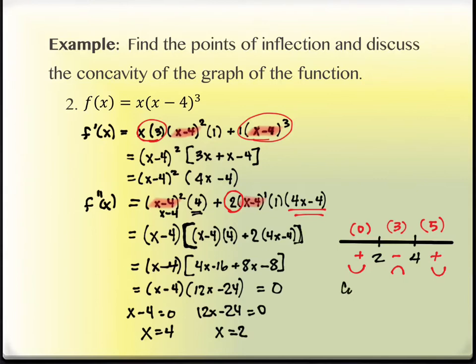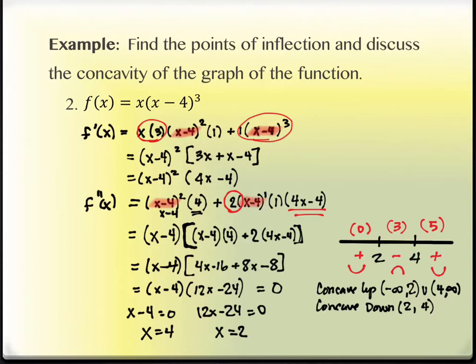So positive, the first piece, is concave up. So it's concave up from negative infinity to 2, and then 4 to infinity. And then it's concave down from 2 to 4. Okay, with the exception of the processing of the derivative itself, that's exactly what we did on the first problem, right? It's all good? Yeah.